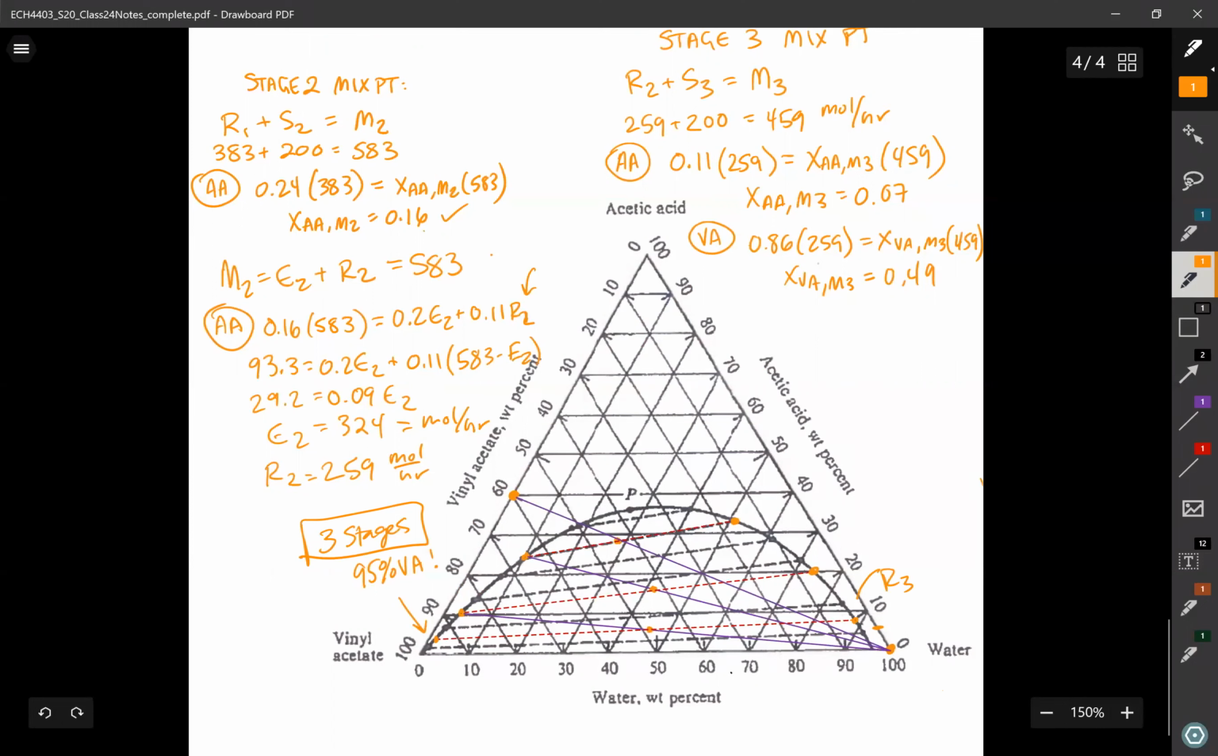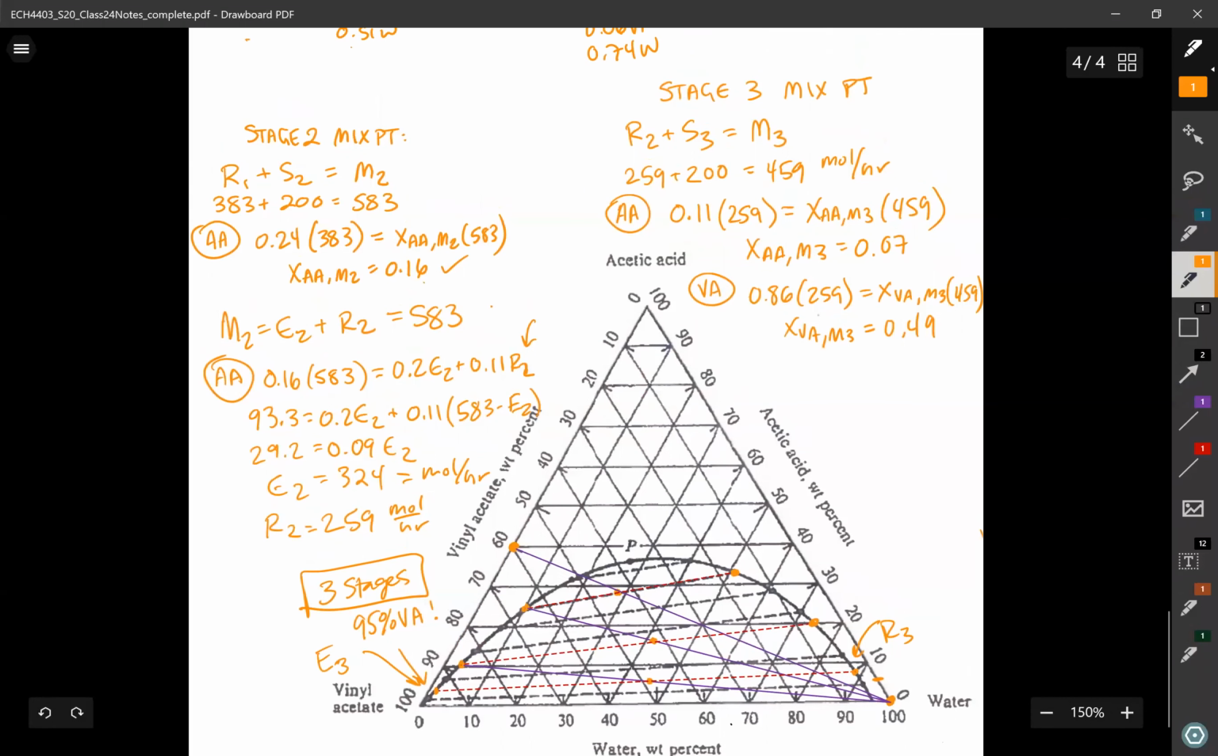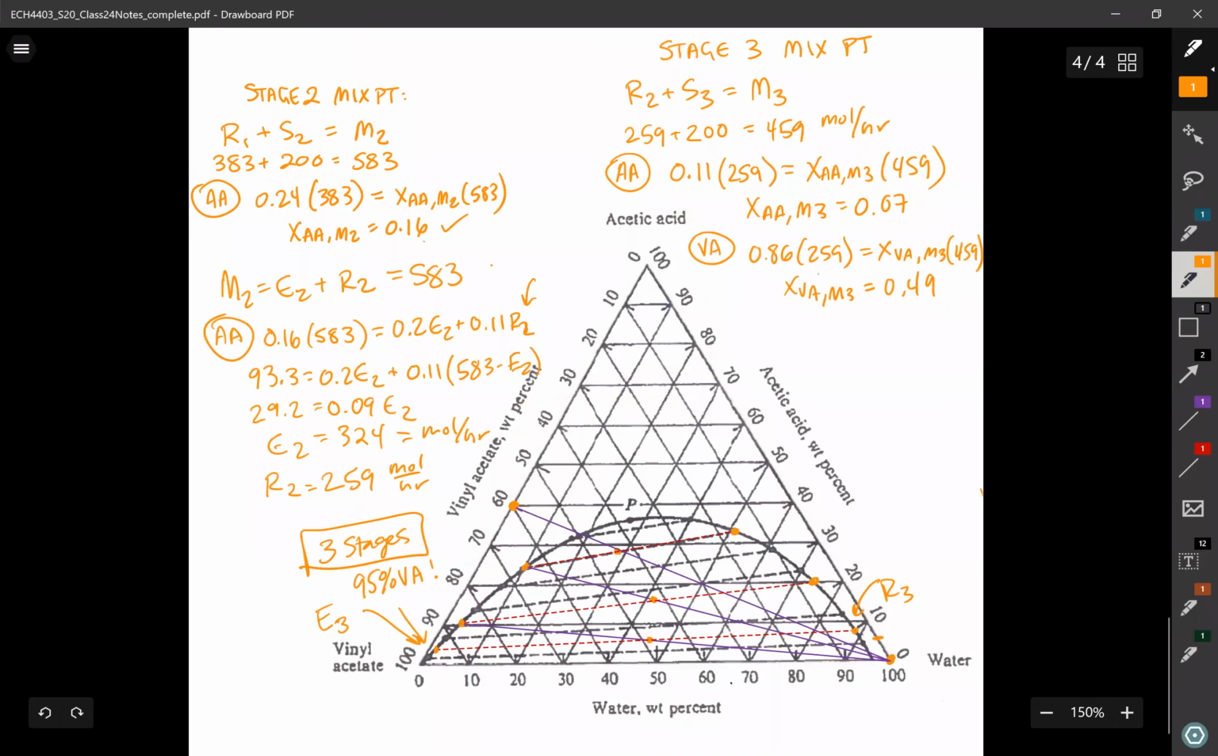So R3 is again here. I think you get the idea. I don't think I need to go through and show this, although I'm willing to do so if I get feedback that says it would be helpful to go back and do it. But I think you get the idea. And that was how to solve a design type problem.